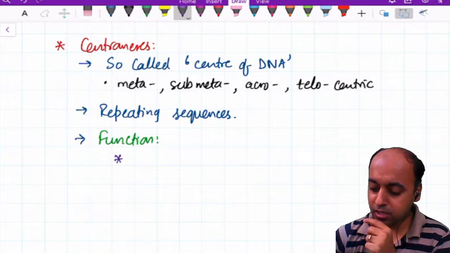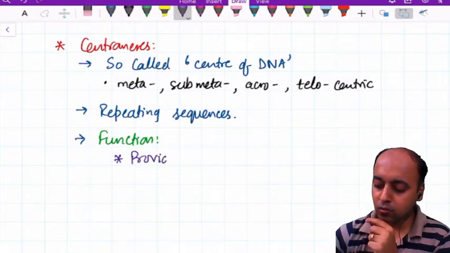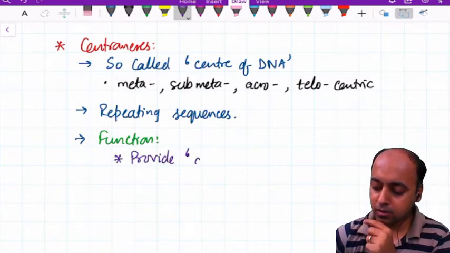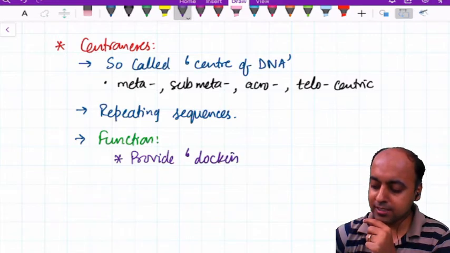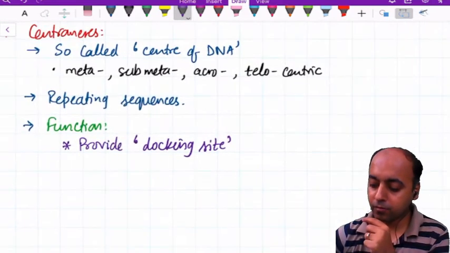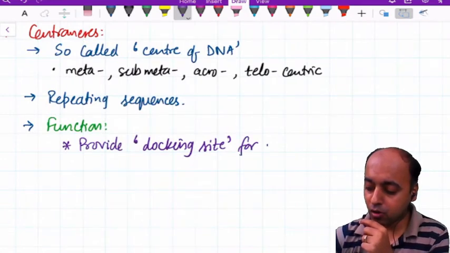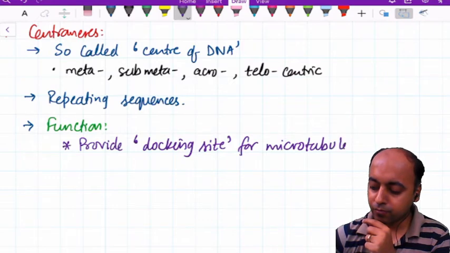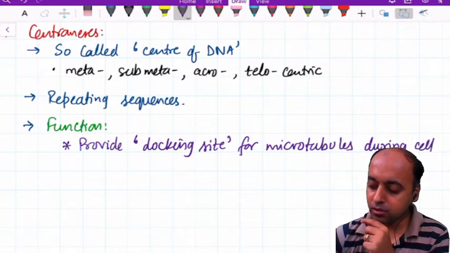They provide what is known as a docking site for microtubules during cell division. Now this should be obvious.